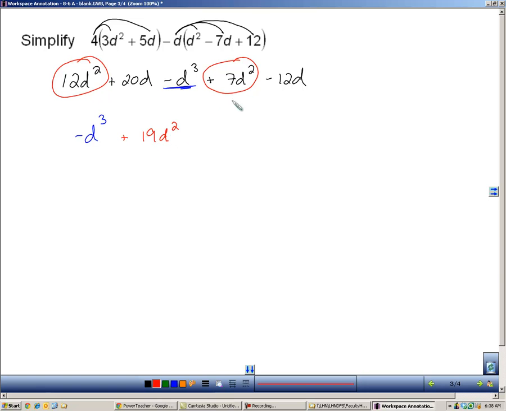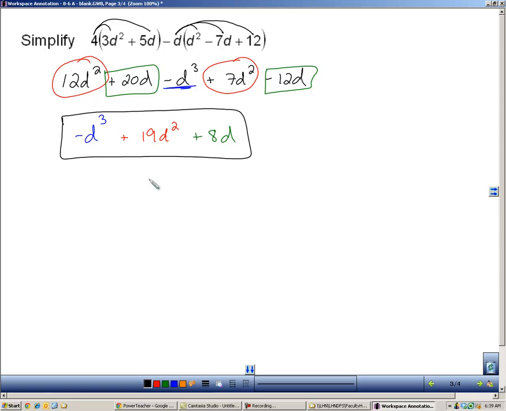Notice now we're not multiplying, we're adding these because we're collecting them. So it's 12 plus 7, that's where I get the 19 from, and d squared just comes along for the ride because we're adding like terms. Here we have a plus 20d and a minus 12. That gives me a plus 8d. This is now in descending order. It's got the cube first, then the squared, and then the d. And it's simplified.